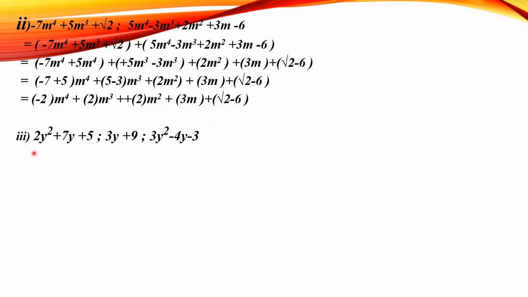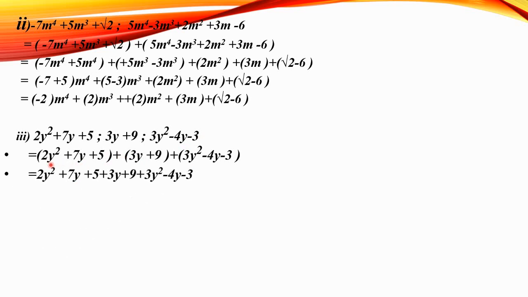Now, question number 3, we have 3 polynomials to add. The question is 2y raised to power 2 plus 7y plus 5, 3y plus 9, and 3y square minus 4y minus 3. We will write once again with the addition sign in between the polynomials. So, 2y square plus 7y plus 5 plus 3y plus 9 plus 3y square minus 4y minus 3.